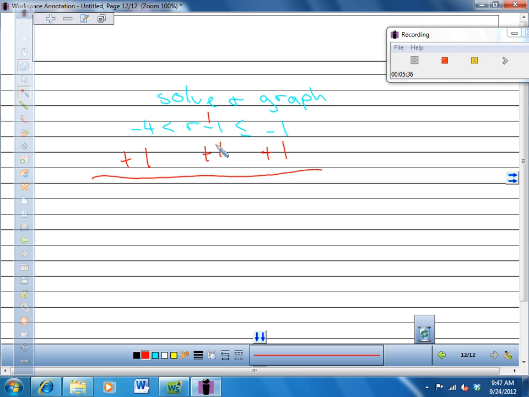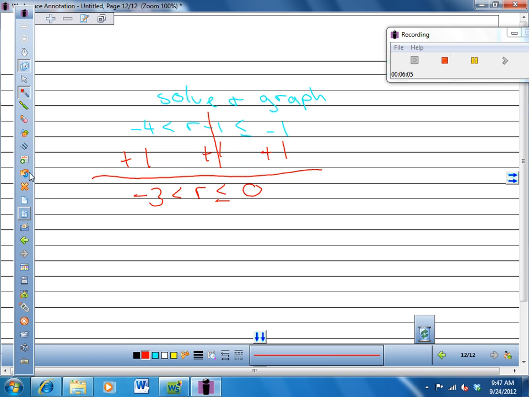So I cross out these like that. And now I have r is less than or equal to, what's negative 1 plus 1? 0, right? And what's negative 4 plus 1? Negative 3. So that's my solution. What this says is r is between negative 3 and 0.